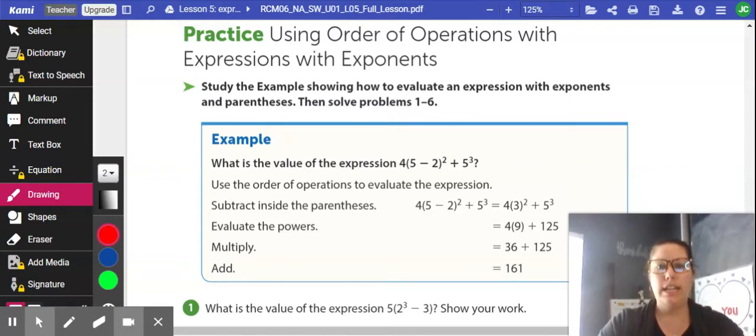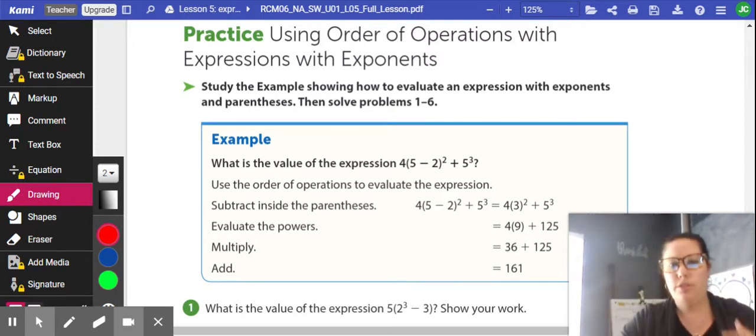Hey, so today we are continuing learning about our order of operations, okay? And this time, though, we are evaluating these expressions, our algebraic expressions, using our order of operations. So just as a reminder, our order of operations, we label it PEMDAS. So parentheses, exponents, multiplication, division, addition, and subtraction.